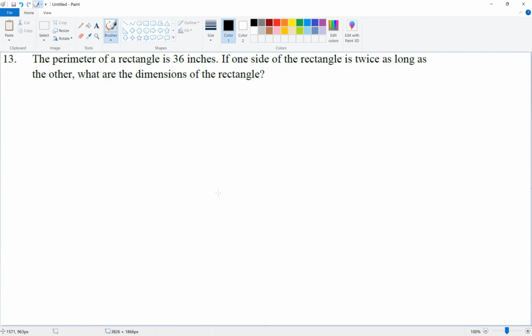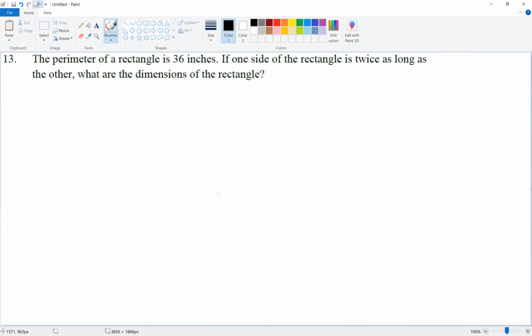Surya, number 13. The perimeter of a rectangle is 36 inches. If one side of the rectangle is twice as long as the other, what are the dimensions of the rectangle? For this one, I got 6 and 12.